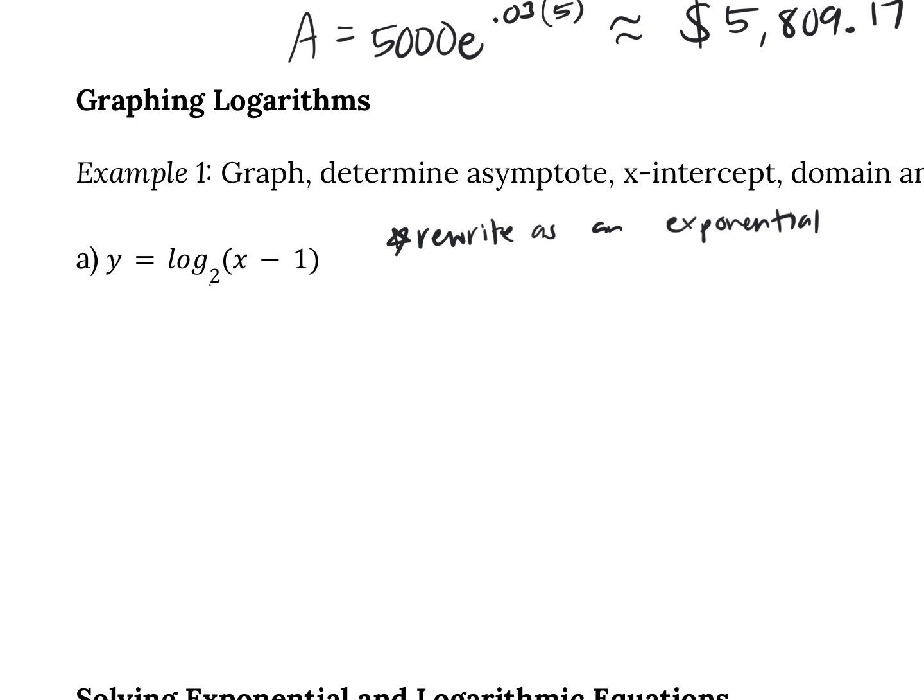Okay, so this is going to become 2 to the y is equal to x minus 1. 2 to the y equals x minus 1. Okay, let's get this solved for x, because now I can actually evaluate some points for y and get some output points for x.